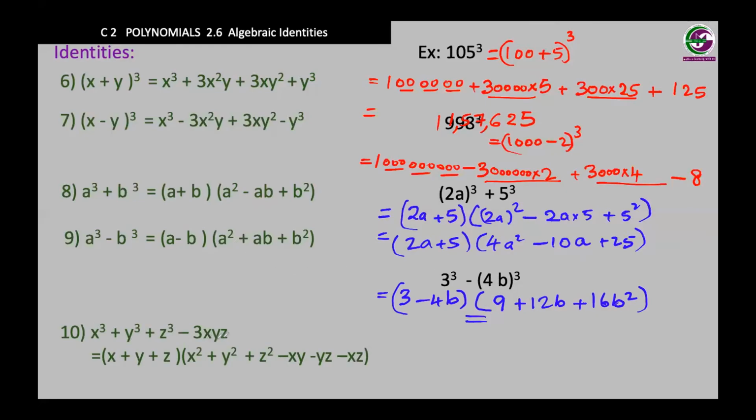Moving on to the last identity of this lesson, x cube plus y cube plus z cube minus 3xyz. Again, because on the left side there is no bracket, the right side will have a bracket. The first bracket will have the terms without power, x plus y plus z. And the second one is the same thing with power 2, x square plus y square plus z square minus, there is no 2 again, so negative xy, minus yz, minus xz.